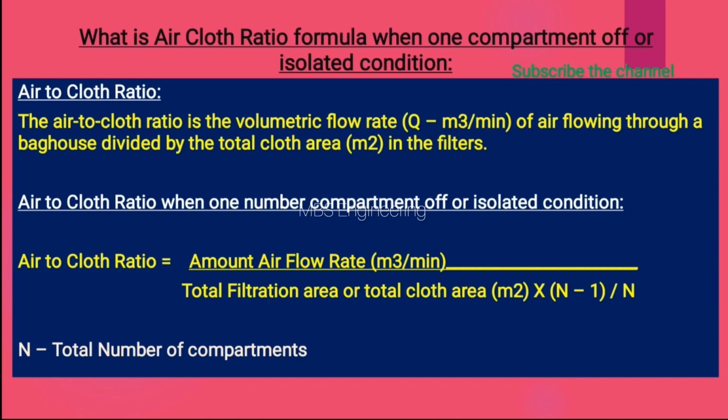Please refer to the air to cloth ratio formula when one compartment is off or isolated and the remaining compartments are in operation. Air to cloth ratio equals the air flow rate divided by the total filtration area or total cloth area, multiplied by n-1 divided by n in the above equation. N is the total number of compartments.